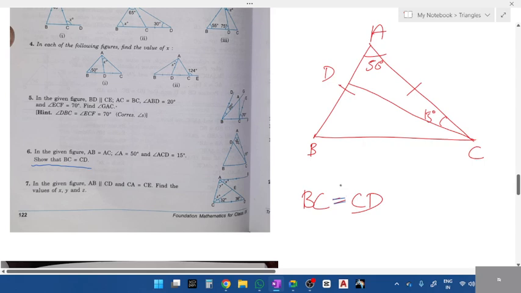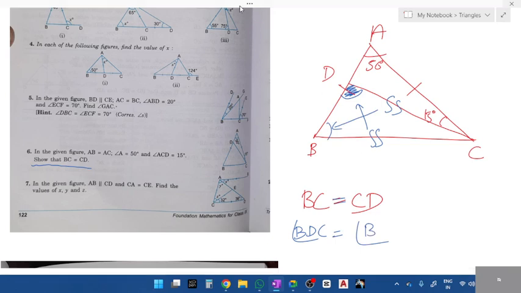So if you want to show that BC, okay, we have to prove it. If you want to prove that BC is equal to, look at this. I'm drawing the blue lines. If BC is equal to BD, then which two angles should be equal? What are the angles opposite to them? Which two angles? Angle BDC should be equal to angle B, right? So what are the two angles we are supposed to find? Angle BDC and angle B.